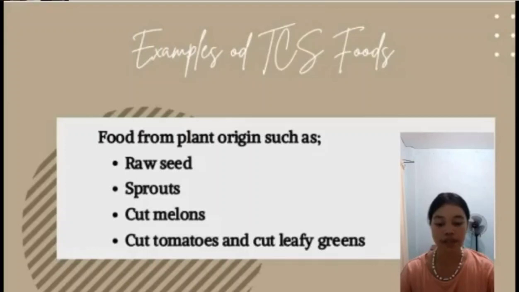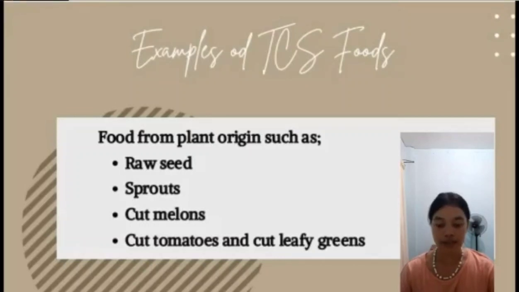Then cut melons and cut tomatoes. Surprising, right? The intact skin and rind of these fruits prevent bacteria growth, but once the flesh is exposed by being sliced or cut, it becomes vulnerable. So cooking tips. Cooked dishes that contain fresh cut tomatoes should be heated to at least 165 degrees Fahrenheit.